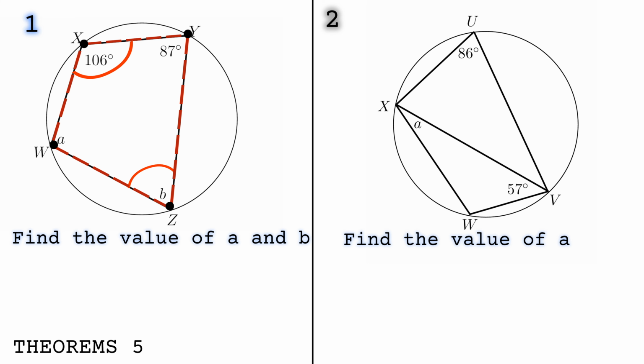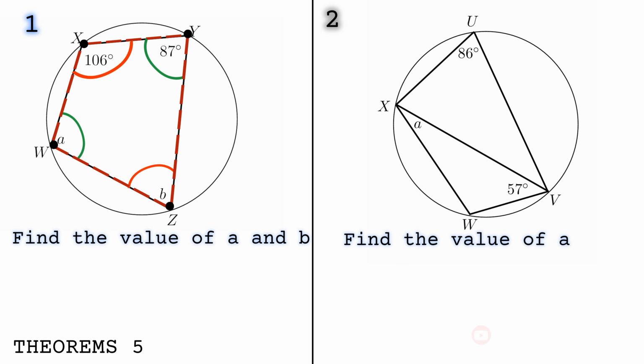This angle plus this angle add up to 180 degrees, and this angle plus this angle add up to 180 degrees. To find the value of B, we know that B plus 106 degrees add up to 180 degrees. Then we group the like terms by taking 106 degrees to the other side of the equal sign. 180 degrees minus 106 gives us 74 degrees. So the value of B is 74 degrees.